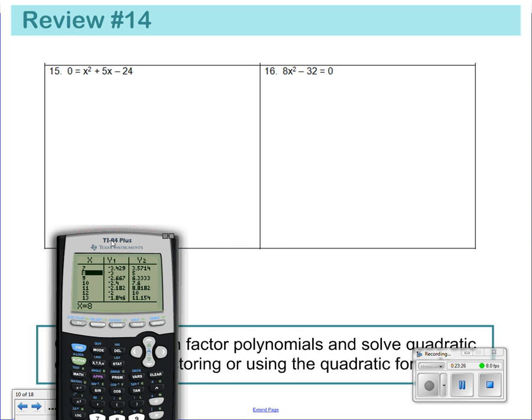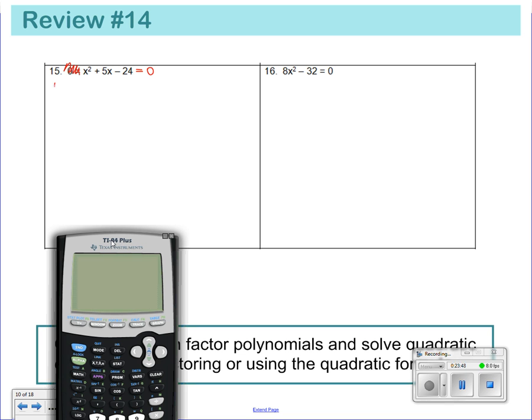Number 15, we have 0 equals x squared plus 5x minus 24. Notice this is really already in standard form. We already have all our x's and constants on one side. The only thing is that the equal to 0 is on the left. Well, I can move that to the right. It's still equal to 0.